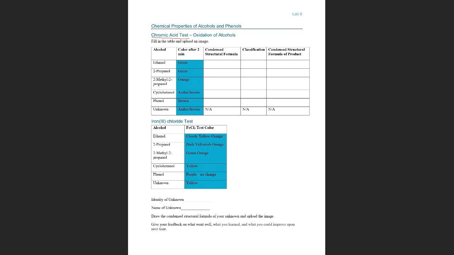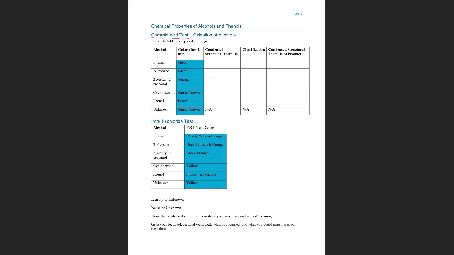If the alcohol oxidizes, the color will be green. That is what you need to know. Green means a positive reaction, meaning that the alcohol oxidizes. If the color stays brown-orange, the reaction is negative, no oxidation. And this is a test to distinguish primary and secondary alcohols from tertiary alcohols. And phenols are oxidized to a brown color.